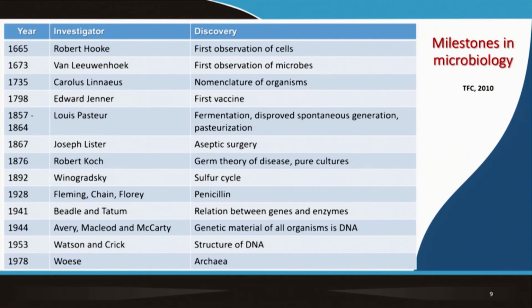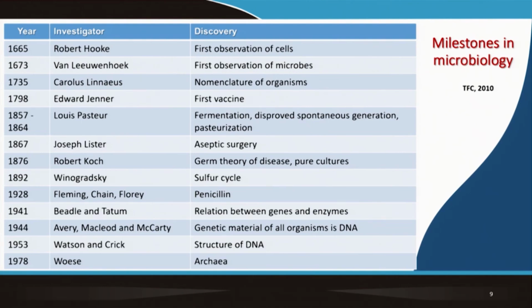Then we come to 1928, when Fleming, Chain and Florey discovered penicillin, and they were able to define the importance, or rather the relevance, of penicillin as an antibiotic and its ability to destroy bacteria. Then we come to 1941, Beadle and Tatum.